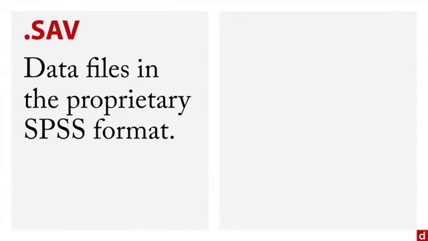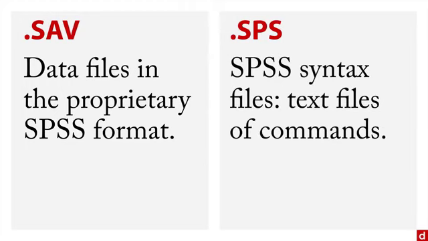But when you do, you'll see a bunch of files there. Now there are a few kinds in particular that are important. There are the .sav files. These are data files in the proprietary SPSS format. They can only be opened up in SPSS, usually. And there are also .sps files, and these are SPSS syntax files. They're text files with the commands that can run a number of analyses and graphs and other functions in SPSS.